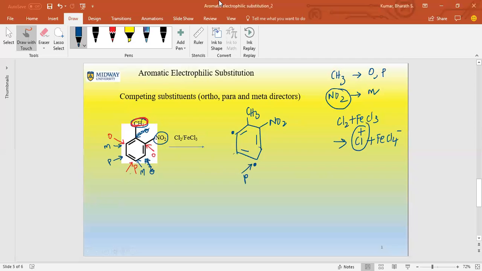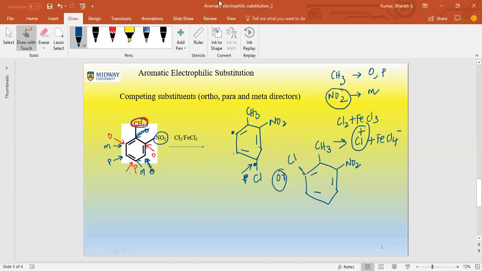So with respect to these, you can have the Cl here, or you can have the Cl here. Okay? Because with respect to the NO2, these are the two meta positions, right? So the meta positions win the race.